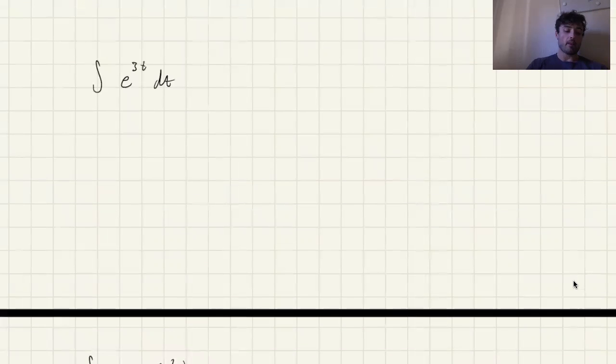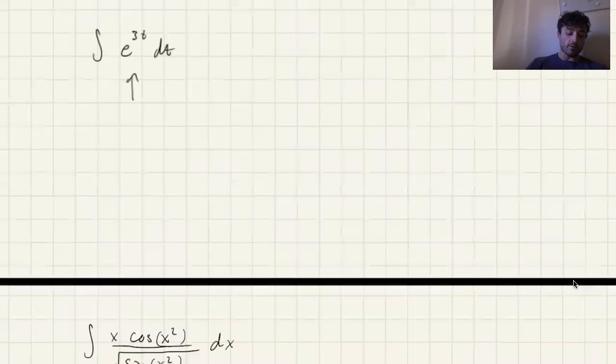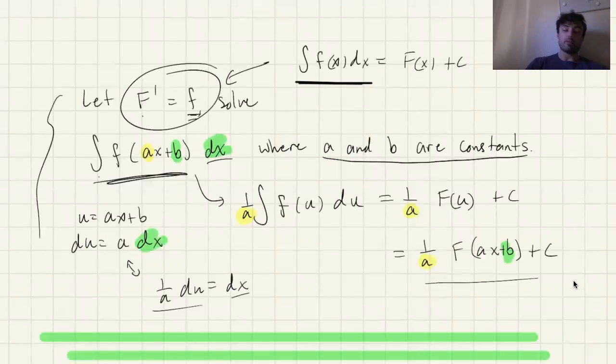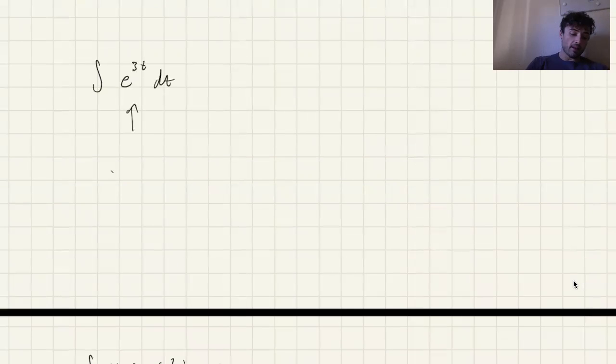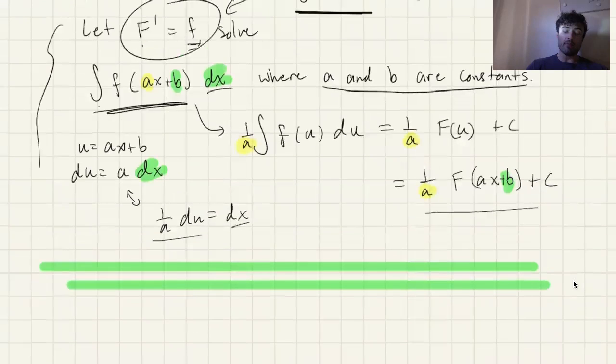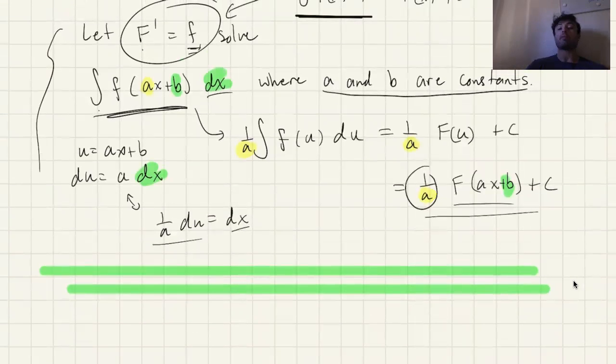This guy also uses the same technique from down here. It's a function that I know, e to the t, but instead of just t, I have 3 times t. So we should expect our final answer is 1/3 e to the 3t, because just like over here, we have a 1 over a, and then the thing we know.